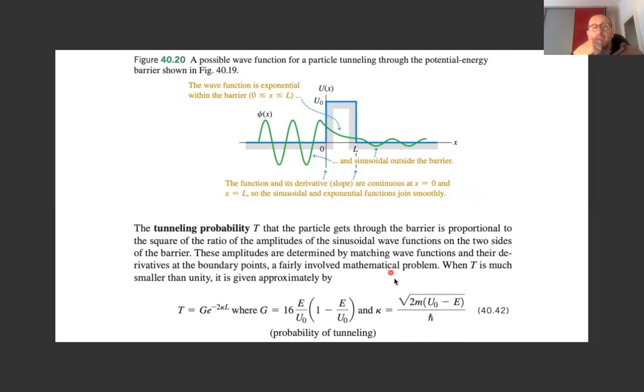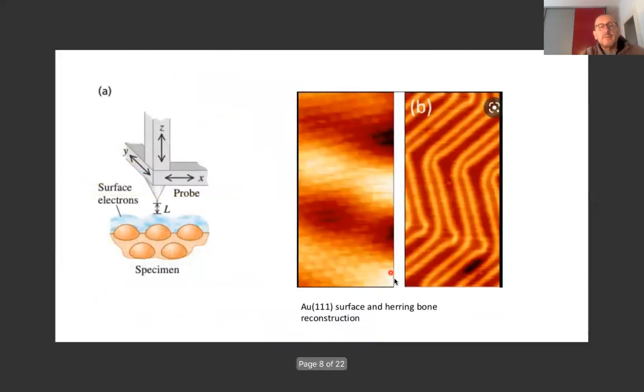And the question is, do you actually see some sort of tunneling in some sort of phenomena in real life? Well, obviously the answer is yes. Otherwise, I wouldn't be saying it the way I did. And here I have an example.